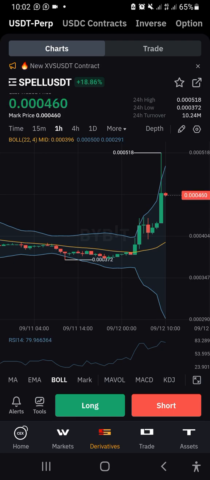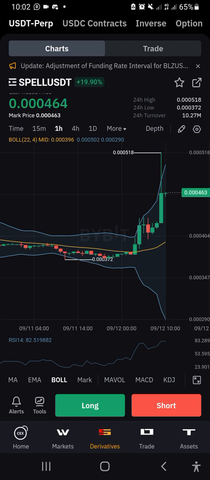So now what do I do? The best time to enter this trade is when it's about 80 and above. The reason is that if you buy at 70, it might climb to 99 and all of it.